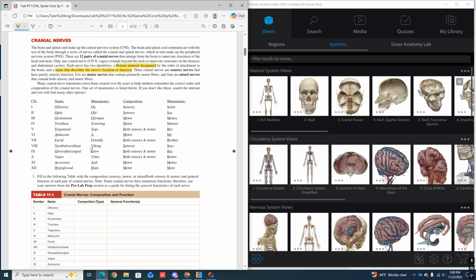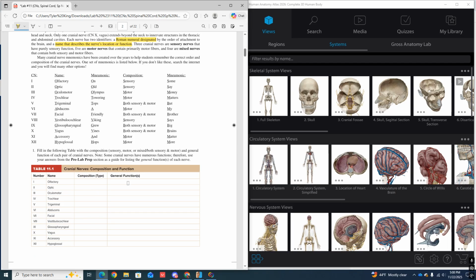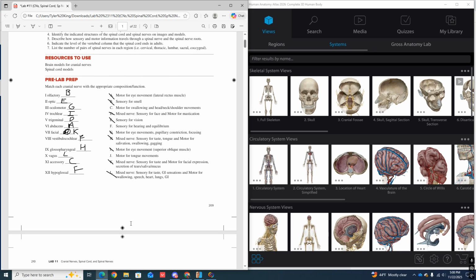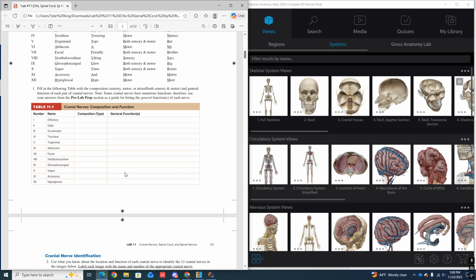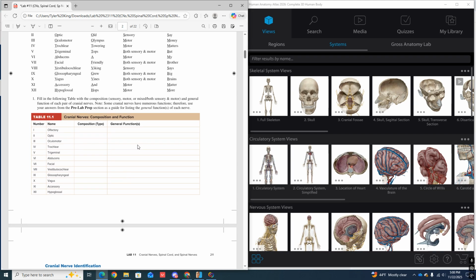They're labeled here respectively. Table 1 here wanted you to fill in what the composition and what the general function of these cranial nerves are. I'm not going to do this because we literally just did it up here. It tells you if it's motor, tells you if it's sensory, tells you if it's mixed or both, tells you what the names are, tells you what the functions are. So I'm not going to go through and relabel these things in this table, okay? You guys have all the answers right up there. You guys can do this on your own, all right?